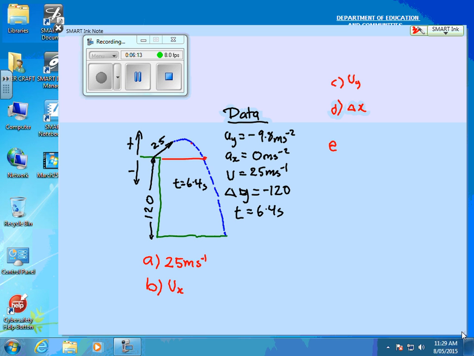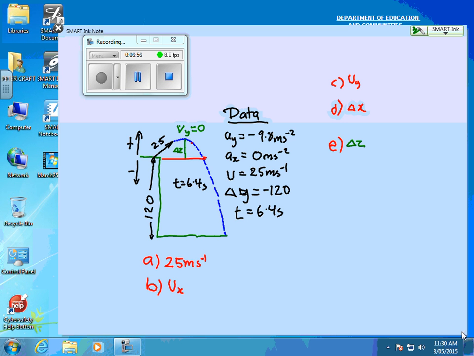Okay. E. Maximum height above the launch position. I'm going to give it a name. Let's call maximum height delta Z. Can I work that one out? What happens at delta Z? What do we know about the velocity? It'll be 0, won't it? Okay.